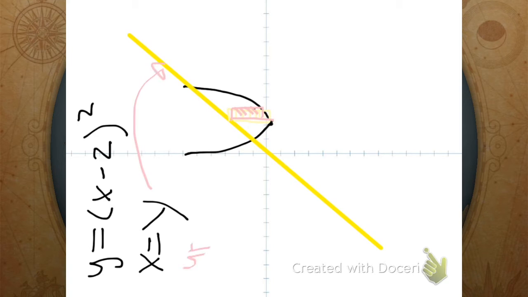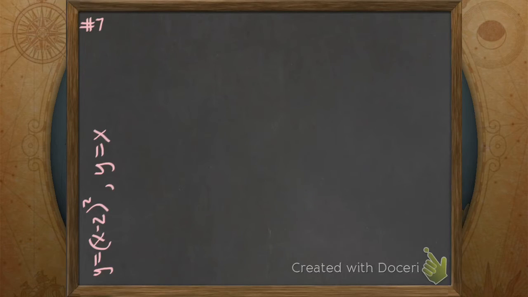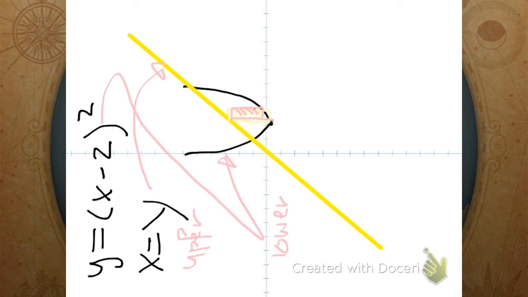So then our upper: what's upper? Our upper is y equals x. Why? Because it's on top. Then our lower is y equals (x minus 2) squared. Very nice. Now that we have our upper and our lower, we can set up our integral. But let's go back, because we're going to need our limits. How are we going to get our limits?